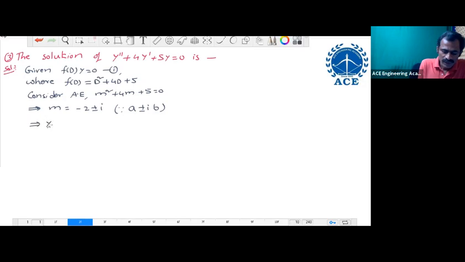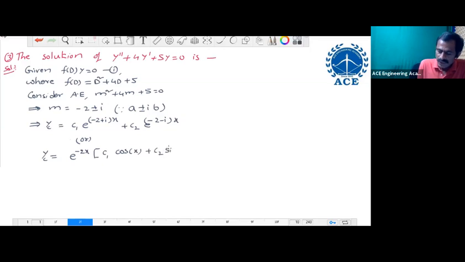Which implies yc equal to c1 e power (minus 2 plus i) x plus c2 e power (minus 2 minus i) x, or yc equal to e power minus 2x into (c1 cos x plus c2 sin x).